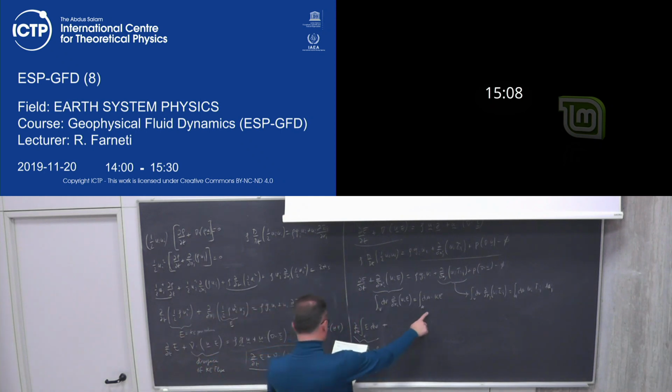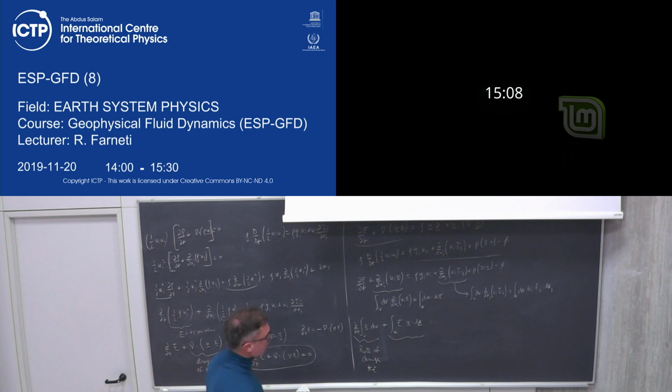Then I have a second term, which is this one. The area integral of E u dA, and this is the rate of outflow. It's a flux across the boundaries.